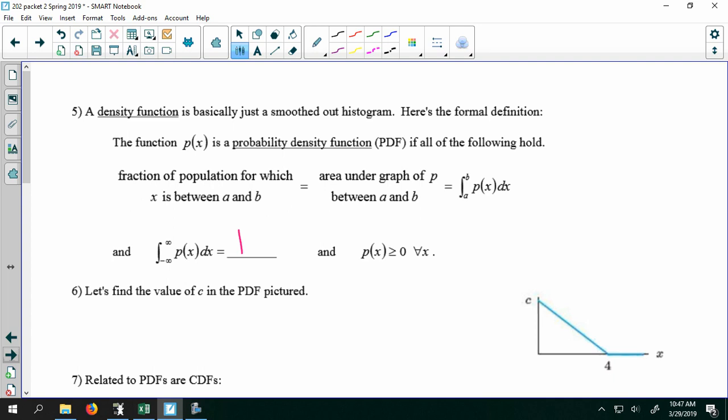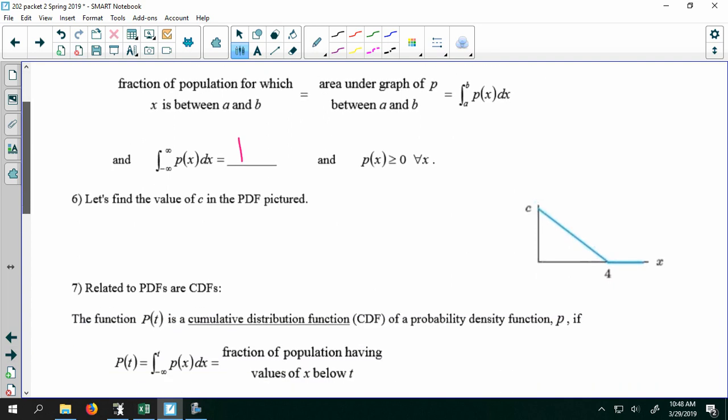And p of x always has to be positive, because we're talking about the percent of the population that satisfies some requirement, so it has to be a positive fraction. The smallest it can be is 0% of the population satisfying that. So this is what makes a PDF: the area under its curve is 1, and it's always positive.